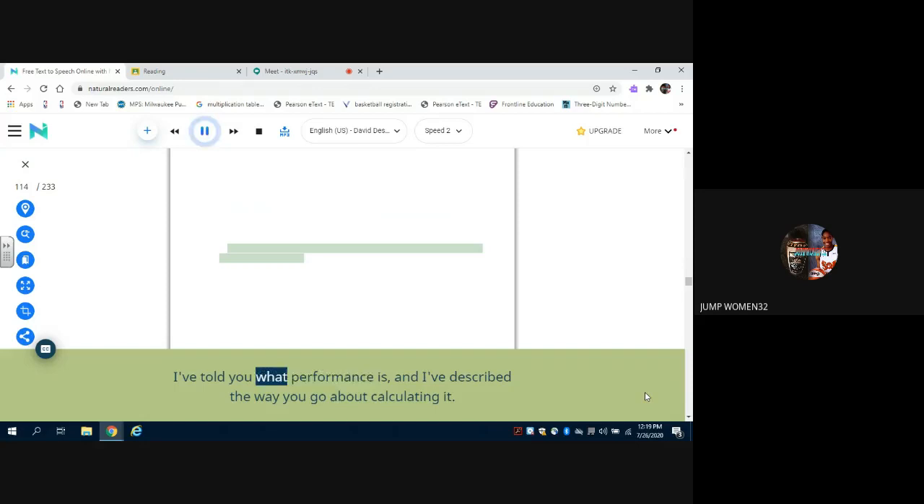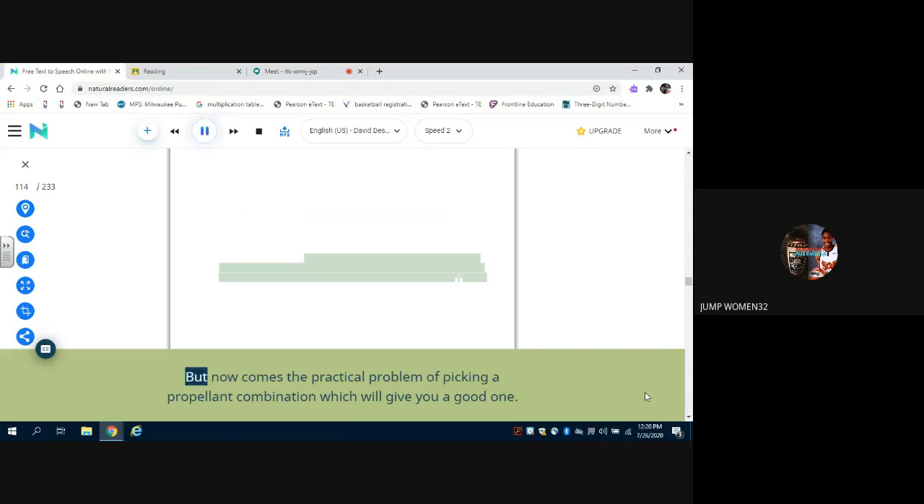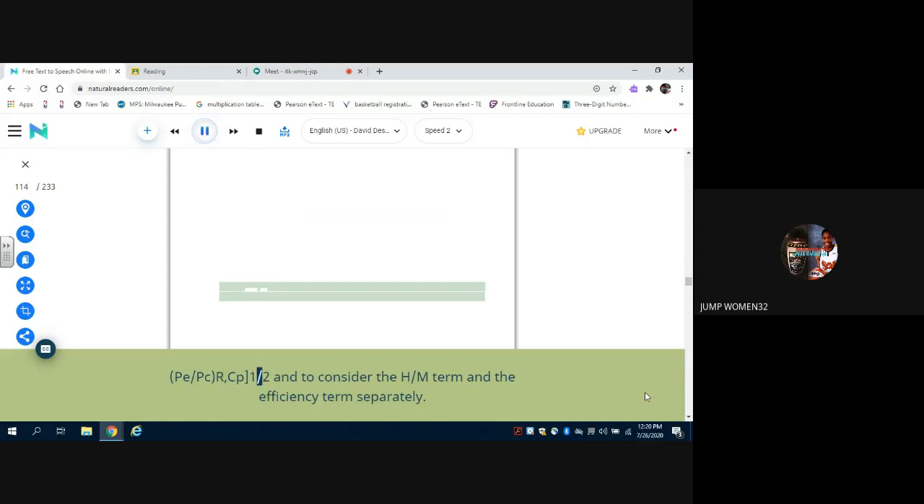I've told you what performance is, and I've described the way you go about calculating it. But now comes the practical problem of picking a propellant combination which will give you a good one. Here it will be helpful to go back to the velocity equation, C equals [2(H/M)(1 - (PE/PC)^(R/Cp))]^(1/2), and to consider the H/M term and the efficiency term separately. Obviously, you want to make H/M as large as possible.